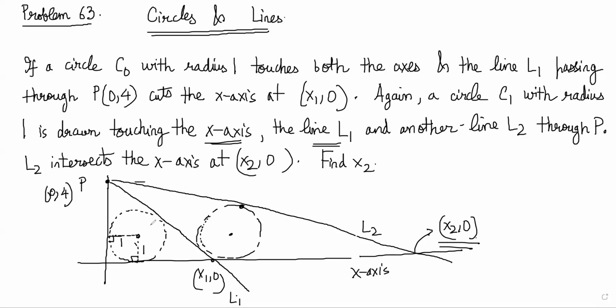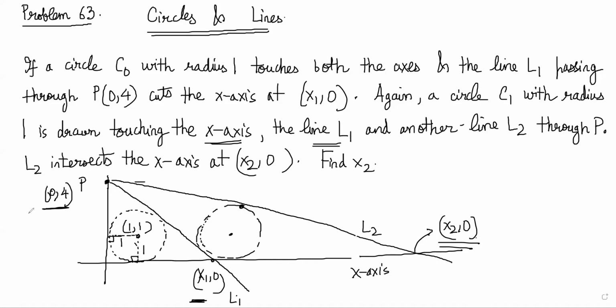Both the circles have radius 1. And you know everything about the first circle because you know the center of the first circle is 1, 1, right? Okay, so let's think about how we will do this problem. So first of all, notice what we know about the line L1. The line L1 we know passes through 0, 4 and also passes through x1, 0. So the x-intercept and the y-intercept of the line would be x1 and 4.